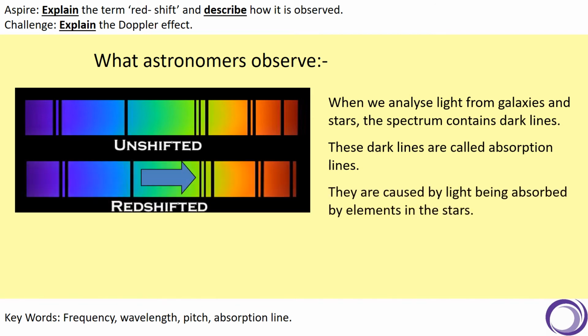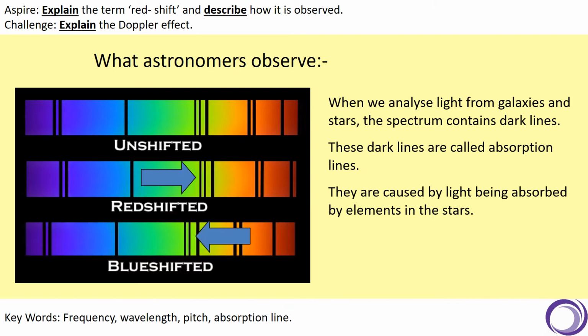What happens though is that those lines can be moved either to the right or to the left. If we look at it there, the one that we've got there is red shifted. So those dark absorption lines have moved towards the red end of the spectrum. So that galaxy that we're looking at there is red shifted, which means it's moving away from us.